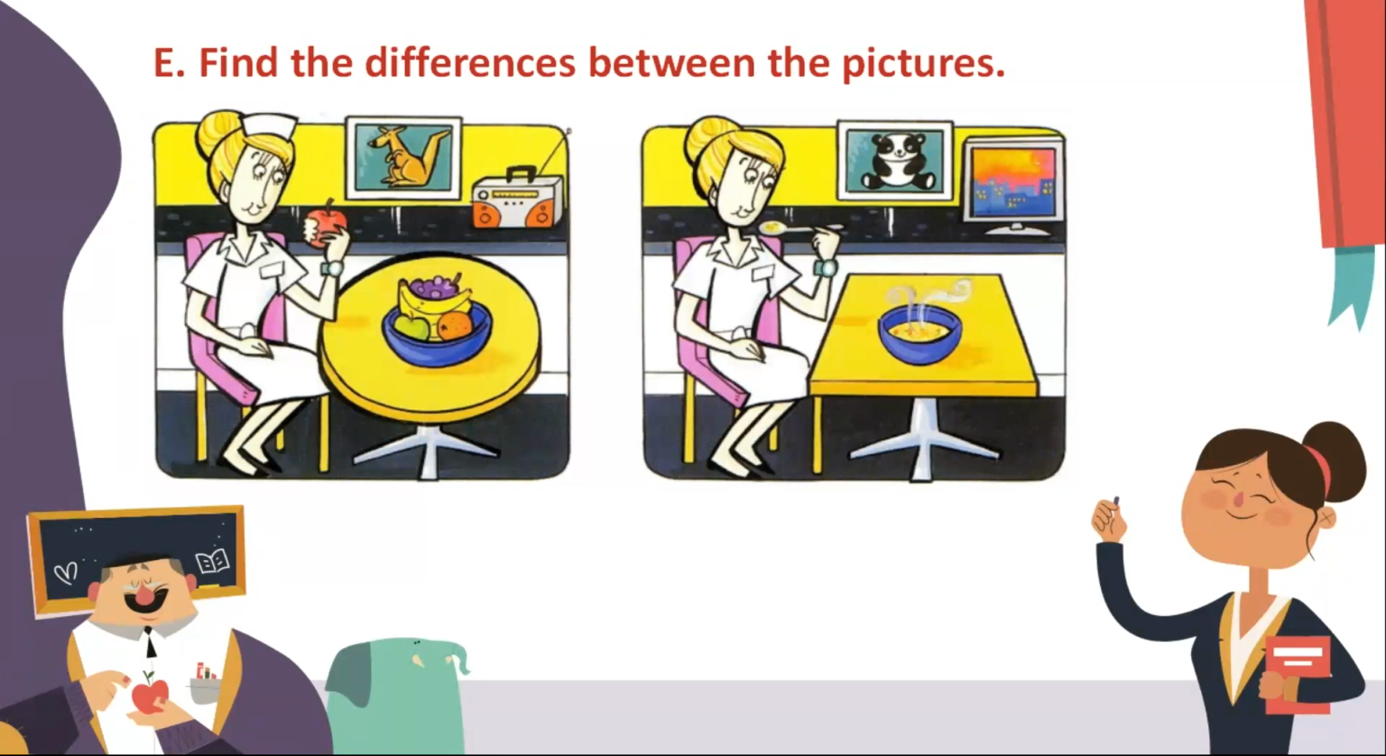I can see the picture one. The nurse is eating fruit. Picture two. The nurse is eating soup. Okay. Picture one. The nurse is wearing a hat. Picture two. The nurse is not wearing a hat.